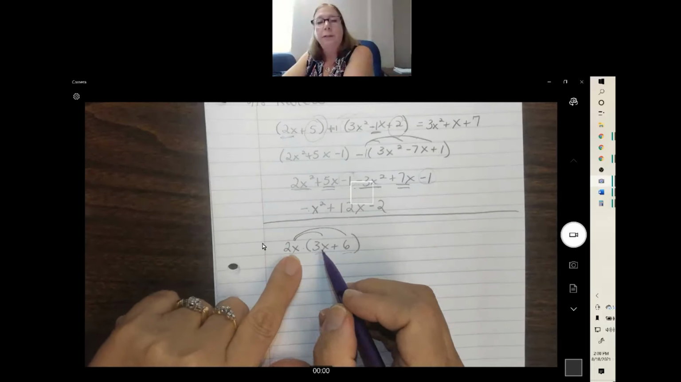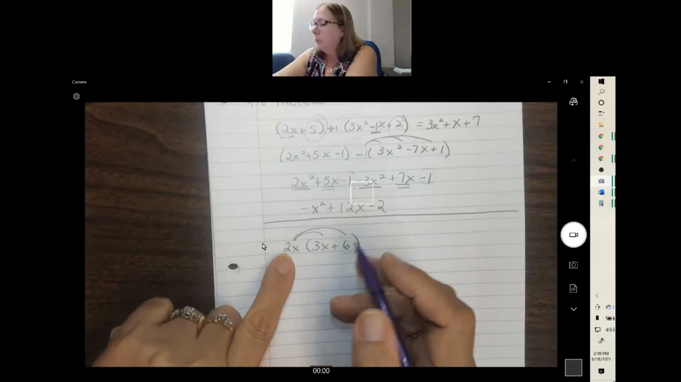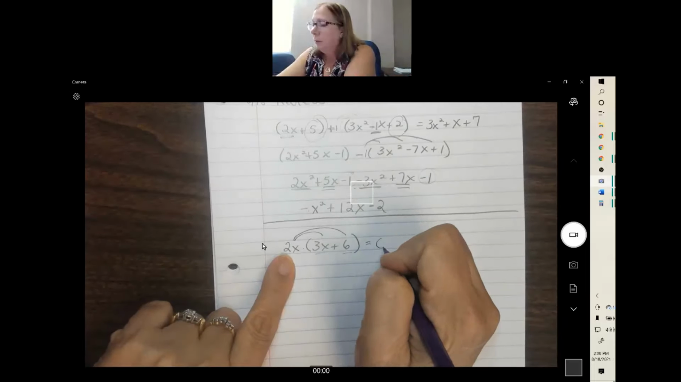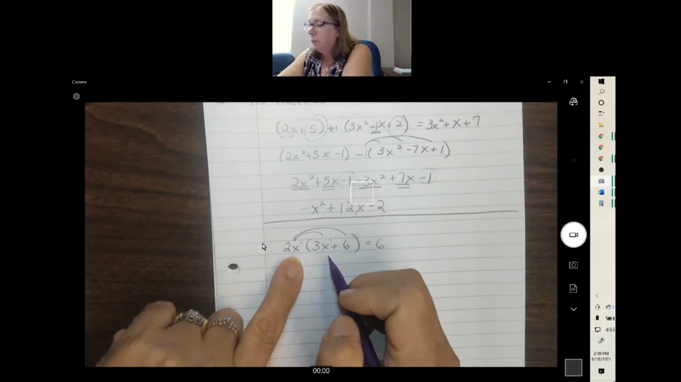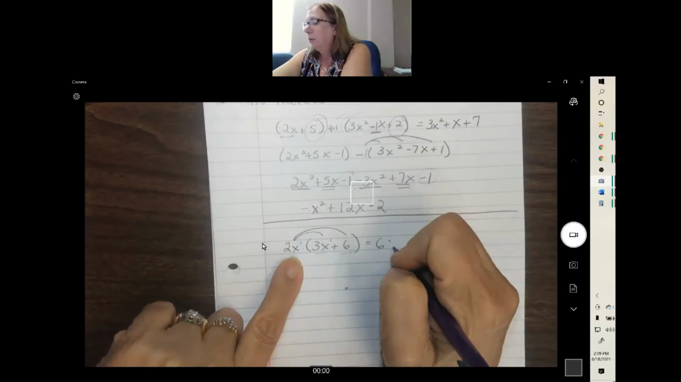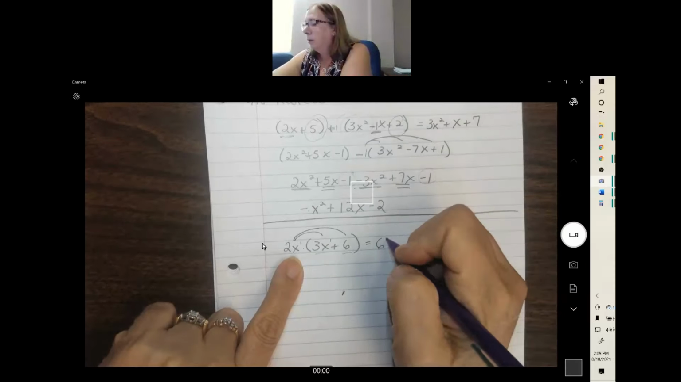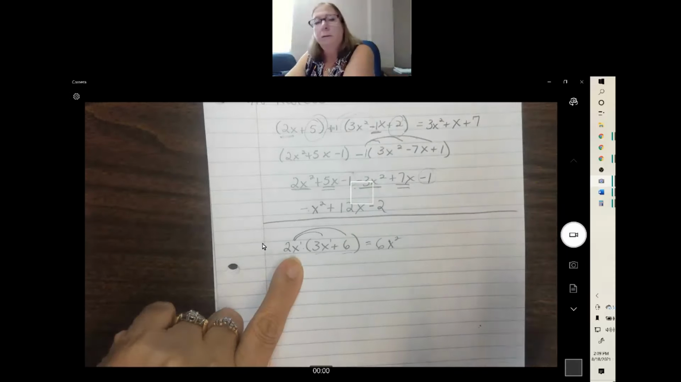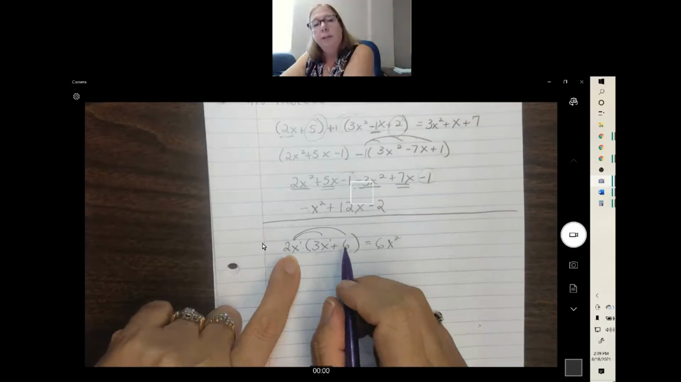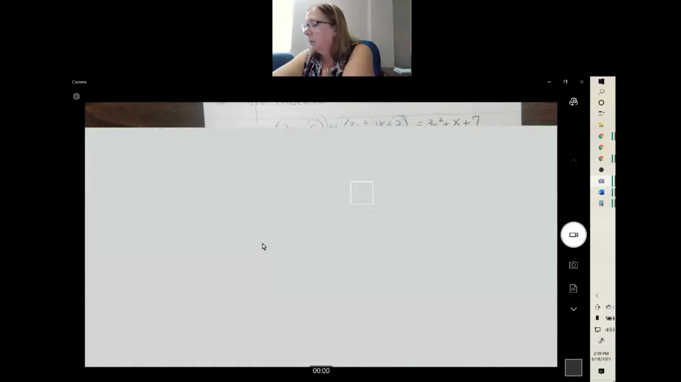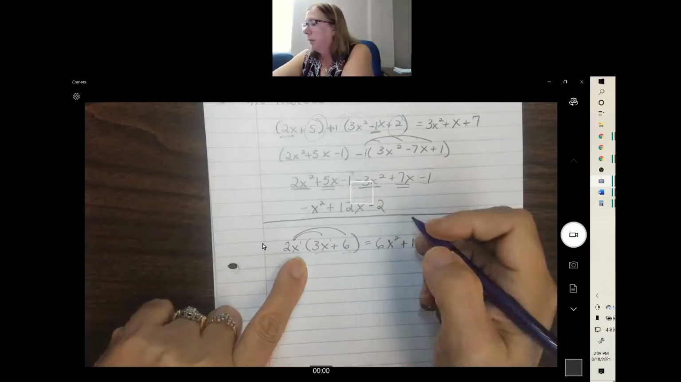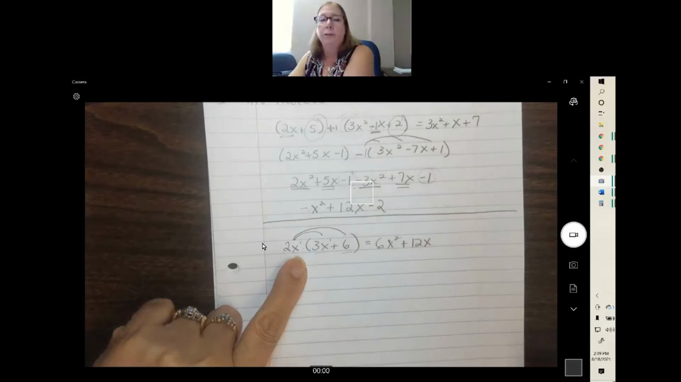Multiplying the first two, 2x times 3x. 2 times 3 is 6. And x times x, you add your exponents. So 1 and 1 makes it x squared. Then we take 2x times 6. 2 times 6 is a positive 12. And there's no x to combine, so it just stays x to the first.